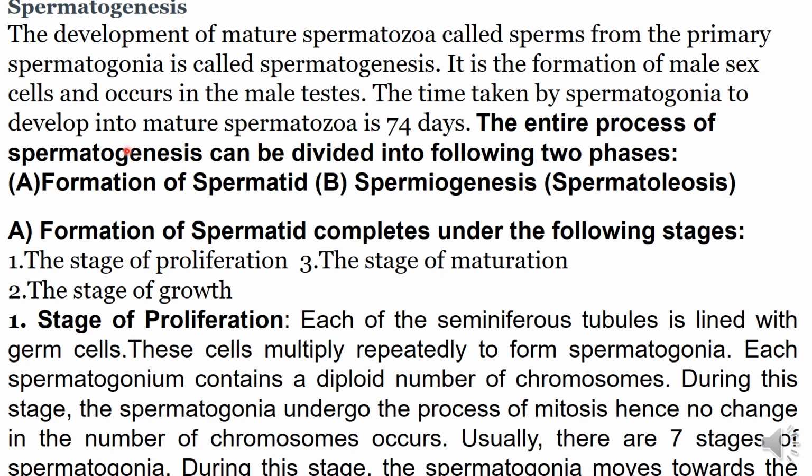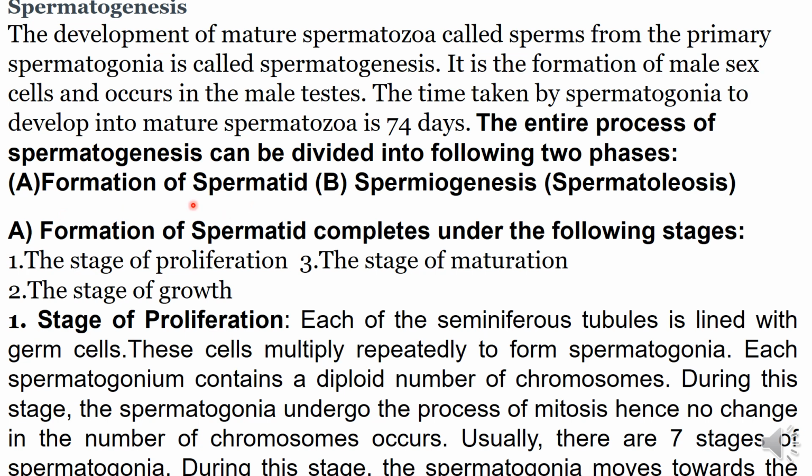The process of spermatogenesis completes within two phases. The first phase is known as formation of spermatid, and the second phase is known as spermiogenesis. During the formation of spermatid, we will see how the spermatid is formed, and in the second phase, spermiogenesis, we will see how the sperms or spermatozoa are formed. So let us see.